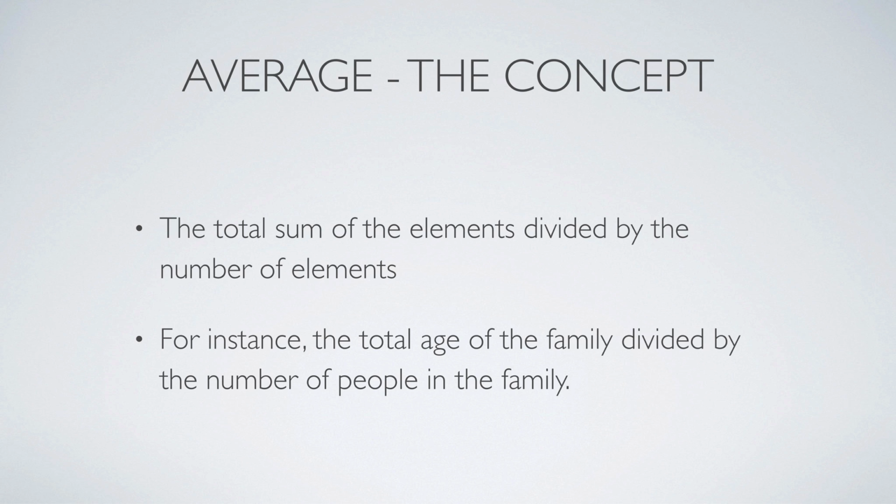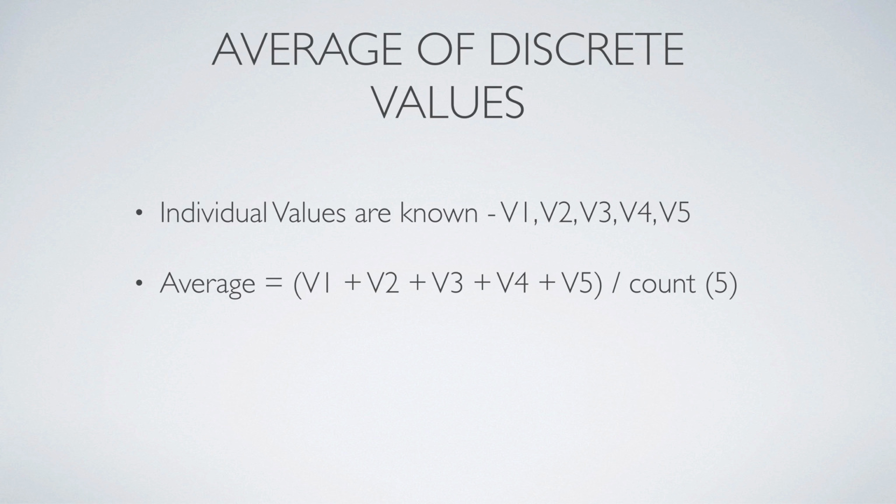Going further, so what's the concept behind average? The idea of average is nothing but taking the entire sum of the elements and dividing it by the number of elements. For example, the total age of a family divided by the number of people in the family. Let's take up an example of finding average when you know the discrete values of the individual elements. If you know the individual values as V1 to V5, then the average would be V1 plus V2 plus V3 plus V4 plus V5 divided by the count, which in this case is 5.